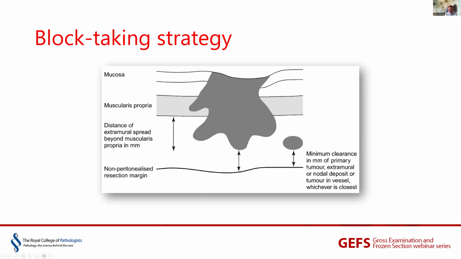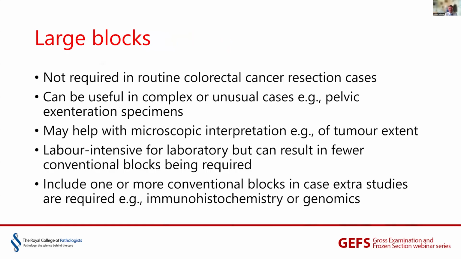And if you do identify this, if this is the closest approach to the margin because of one of these features, you should record it and indicate in a comment in your report that actually the primary tumour might be 10 millimeters from the margin, but there is a tumour-involved lymph node or there's an extramural tumour deposit within a millimetre of that margin. Relatively uncommon to find that, but it can happen.